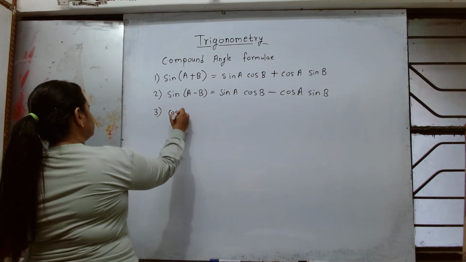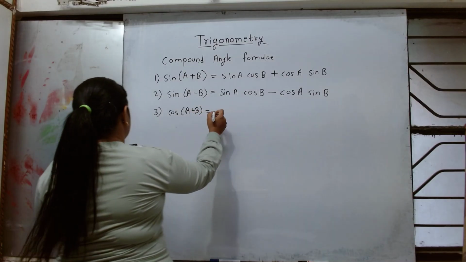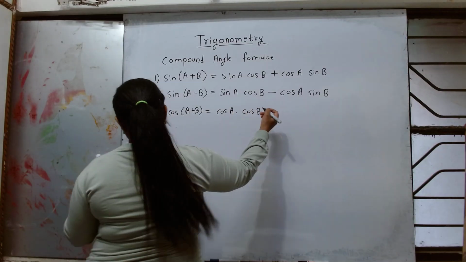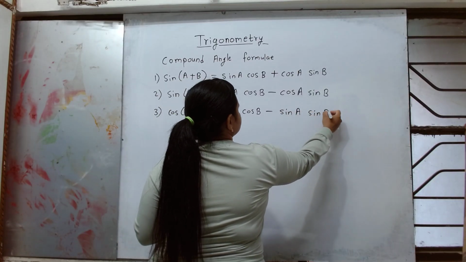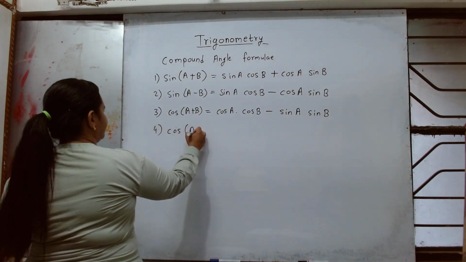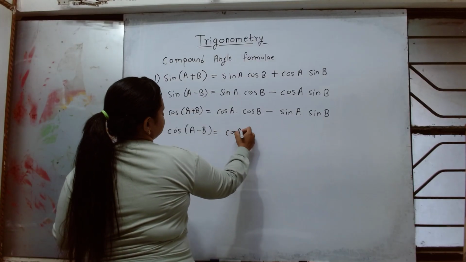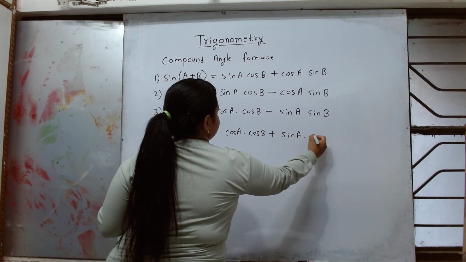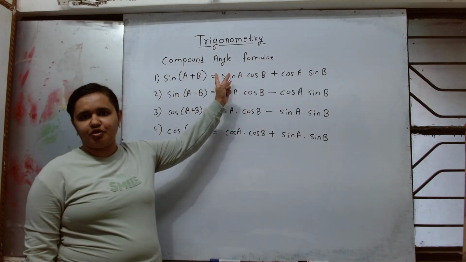Now cos of a plus b equals cos a into cos b minus sin a sin b. Fourth one, cos of a minus b equals cos a cos b plus sin a sin b. These four are called compound angle formulae.